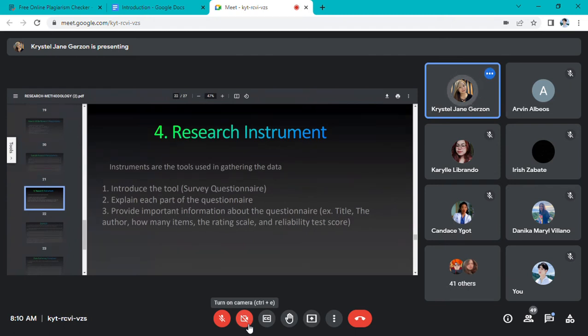Then you need to mention the title, the author of that questionnaire, how many items there are, the rating scale, and the reliability test score. Again, the reliability test score is very important. So there's an example here.